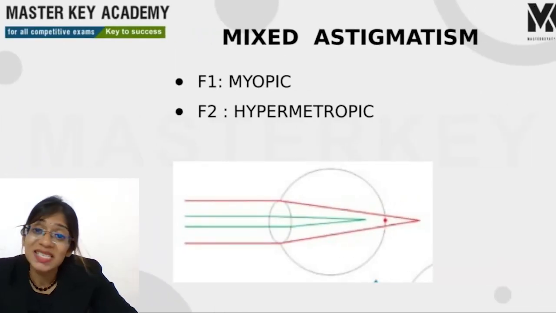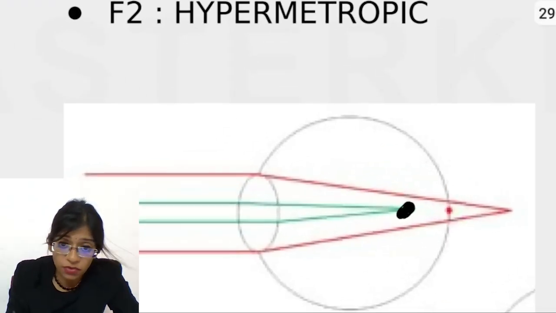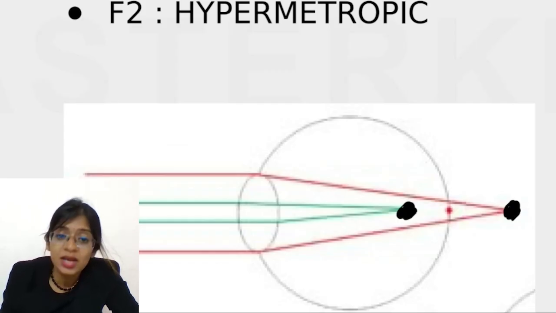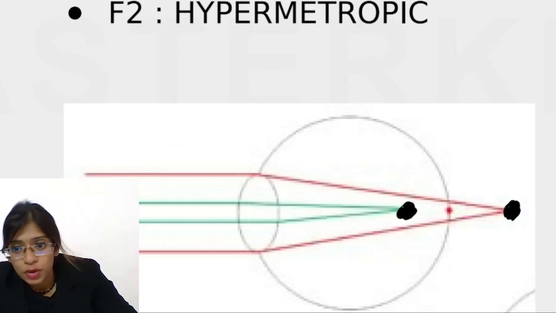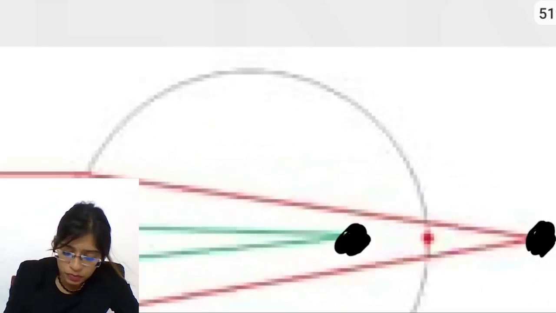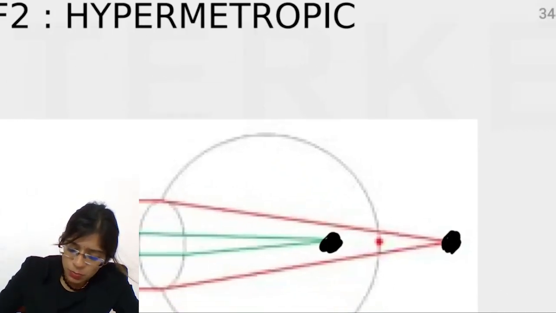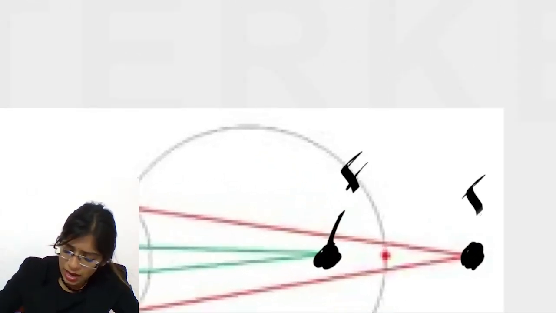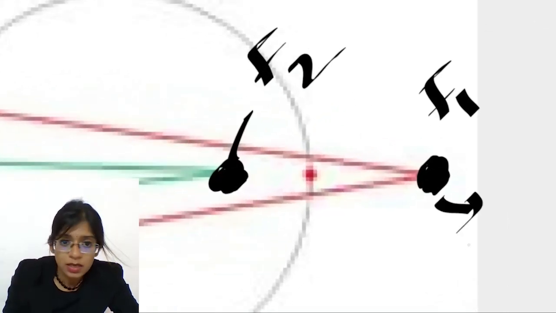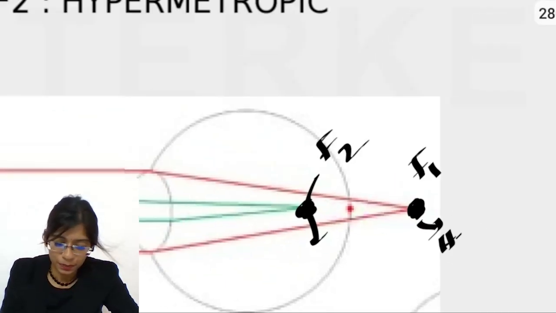Now the next one is mixed astigmatism. See, as the name suggests, some light rays will converge in front of the retina, some light rays will converge behind the retina. So here there is myopia and hypermetropia. So I will call it as mixed astigmatism. Understood? Just forget about what is being written here, no need to learn by heart. You can name these points as f1 and f2. F1 is hypermetropia, f2 is myopia.